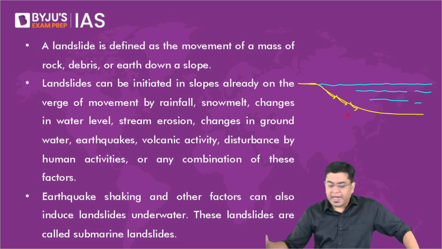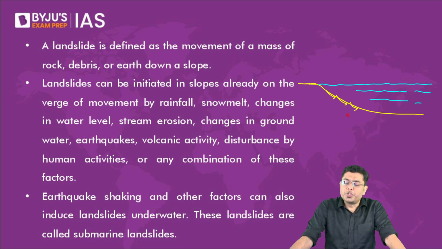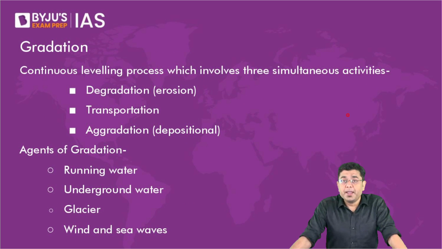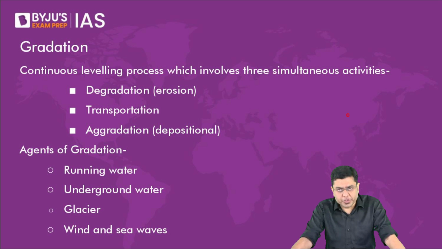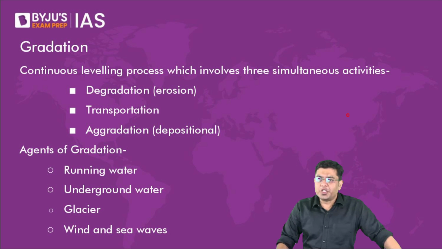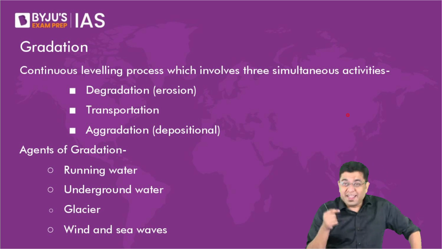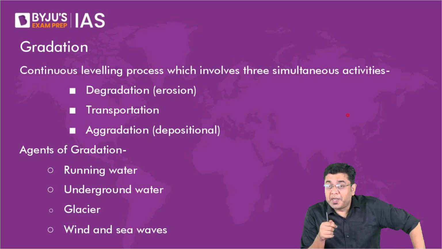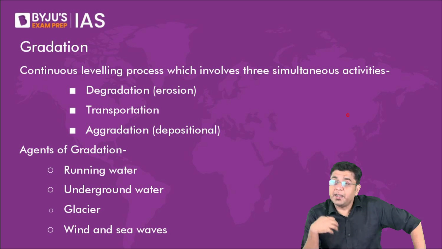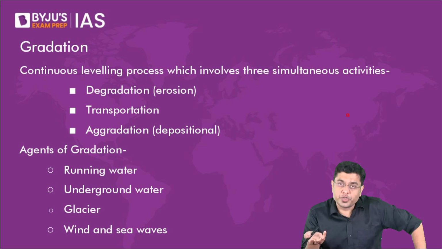Now, after this, we come to the portion of gradation. Gradation is a process which includes a combined activity of erosion, transportation, and then deposition. Together, that is what is referred to as gradation. So, when we talk about gradation, it includes three components: degradation, where a particular material is eroded, transportation of those eroded materials, and eventually aggradation or deposition.